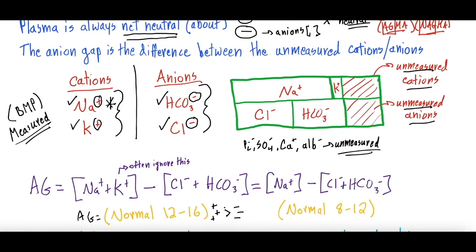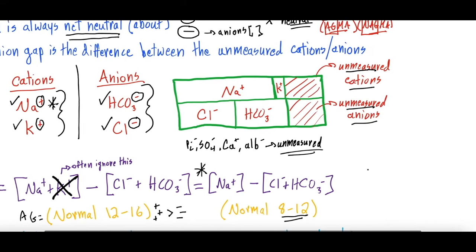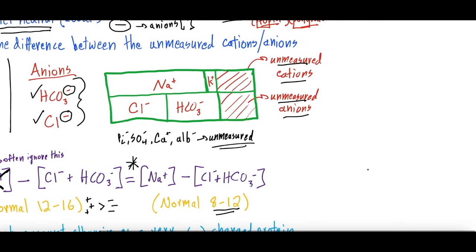Quick, before we dive into the details of that to further tease it out: most places ignore the potassium because potassium only contributes very little, right? There's all this sodium and then there's a small amount of potassium. So the equation most labs use is just sodium minus chloride plus bicarb, and the normal is 8 to 12. All right, so let's scoot over now and tease out what that means.